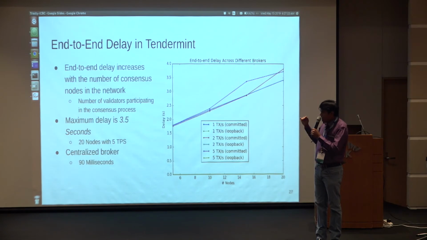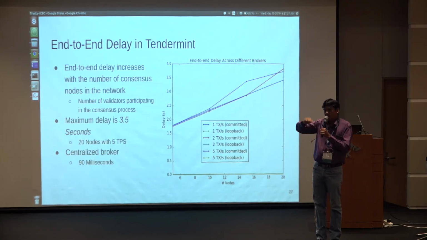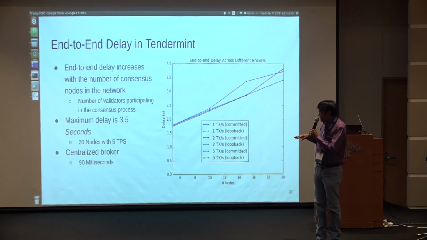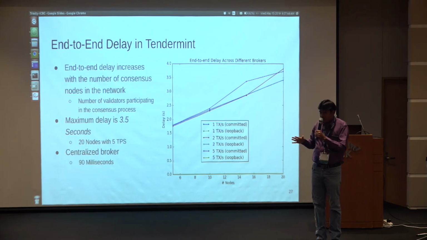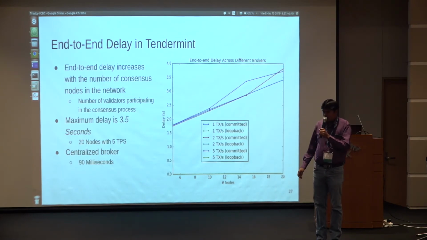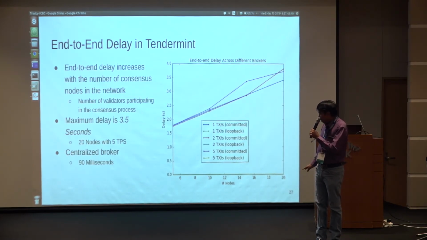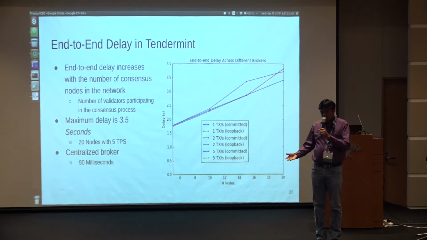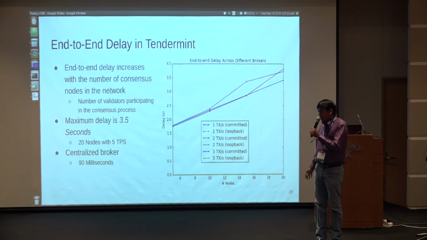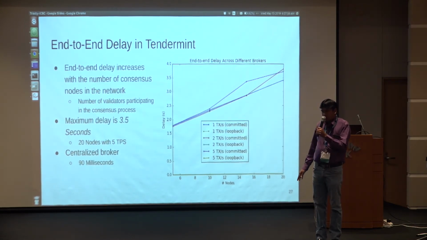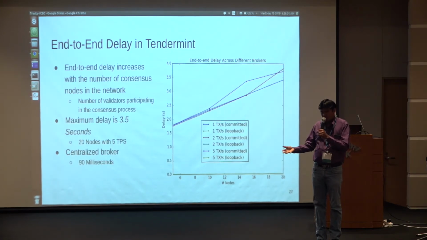We are introducing this additional consensus process to this publish subscribe channel. This process adds a delay of about 3.5 seconds when we used 20 nodes with 5 transactions per second. And again, when we use 20 nodes, we needed 2/3 of those 20 to approve the messages to have the Byzantine fault tolerant consensus.